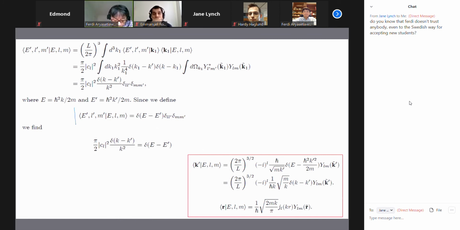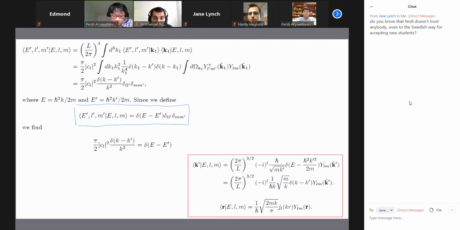So we define that our states are orthonormal. If we have two states, E prime, L prime, M prime, and E, L, M, then these two states are orthonormal. So then it becomes this delta function of E minus E prime. E is a continuous variable, so we have a delta function, but L and M are discrete, so we have Kronecker deltas, L prime and L, and M prime and M.